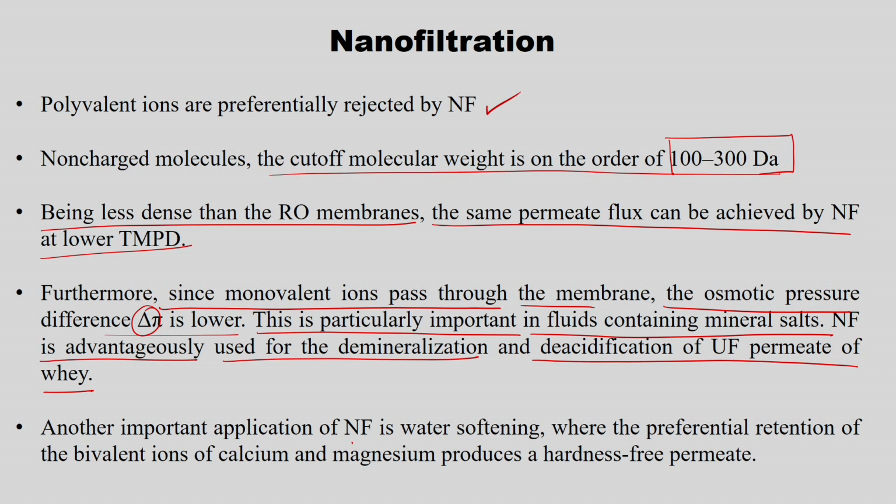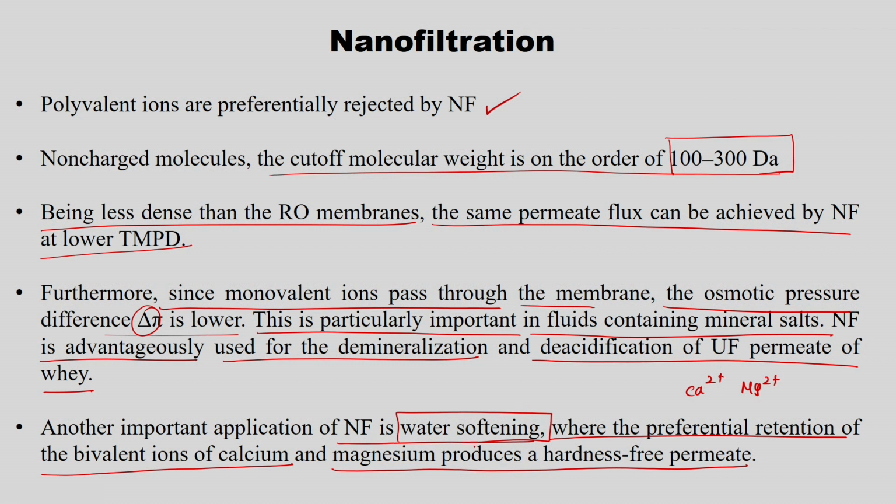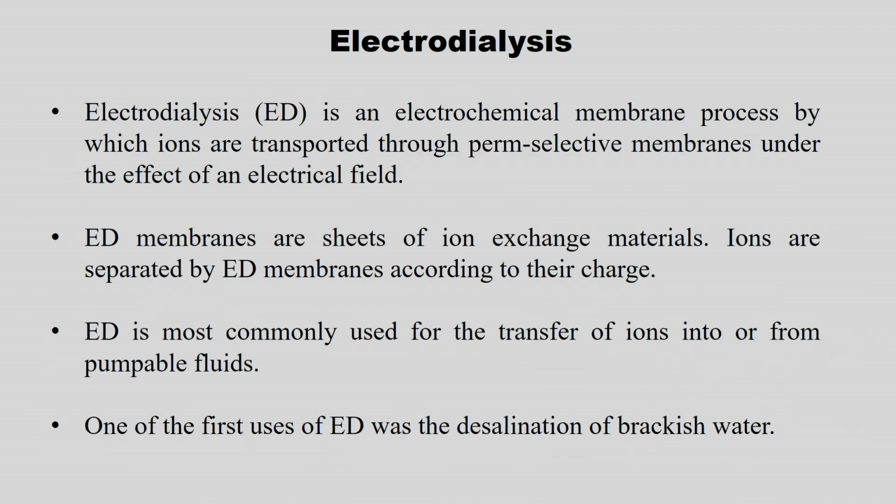Another important application of nanofiltration is water softening, where the preferential retention of bivalent ions of calcium and magnesium produces hardness-free permeate. So, these bivalent ions, Ca2+ and Mg2+, are removed from the water using nanofiltration, which is called water softening. If you remember, in the earlier slide I told you that water softening is nothing but the hardness of the water being removed. The hardness mainly comes from the bivalent ions, which are calcium 2+ and magnesium 2+ ions. So, that is being removed using nanofiltration.